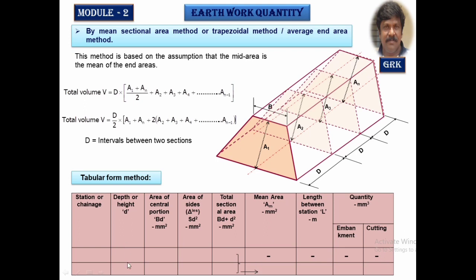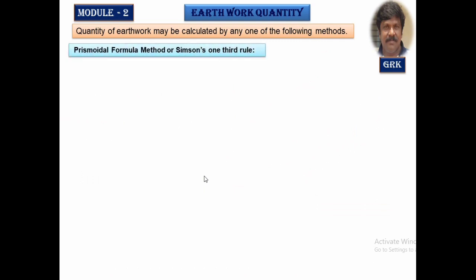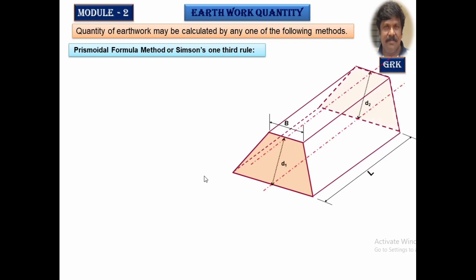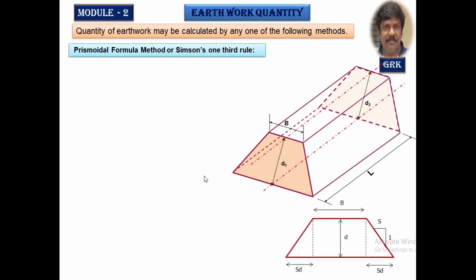Earlier, we used to do it for the depth itself, but in this method, we are going to get the areas. Take the area of the first section and the area of the second section, average it, and put it in the mean area column in the second section. Now the last one is the Prismoidal formula. Making use of this Prismoidal formula, we are going to get the volume.